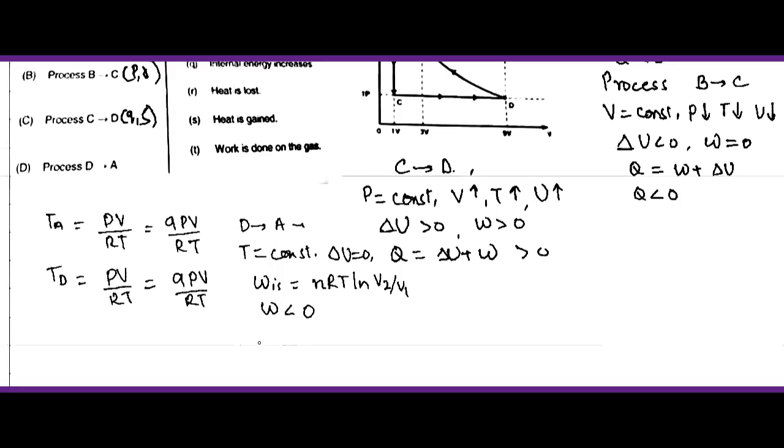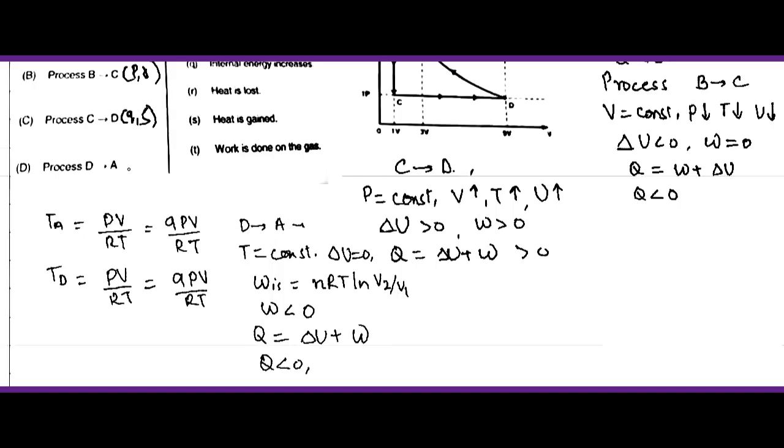W will be less than 0, and when W is less than 0, change in internal energy is negative. We can apply the first law, which gives us Q equals delta U plus W. Now this is 0, so if W is negative, Q has to be less than 0. So we can see here that the work is done on the gas.